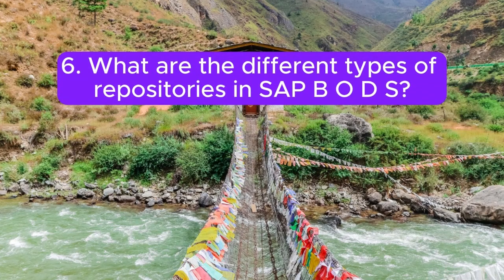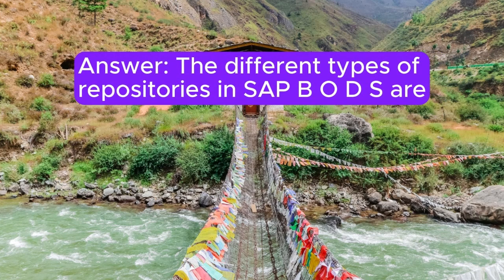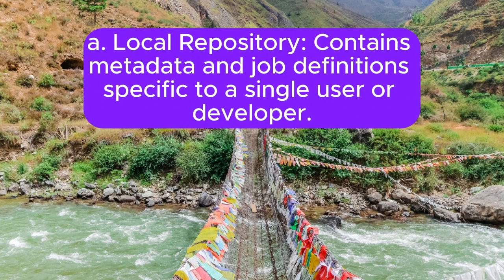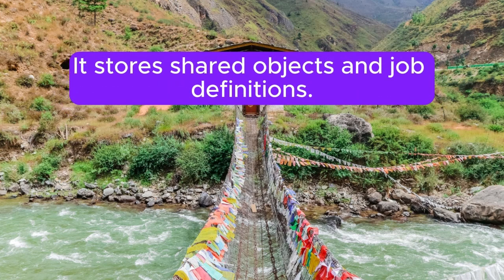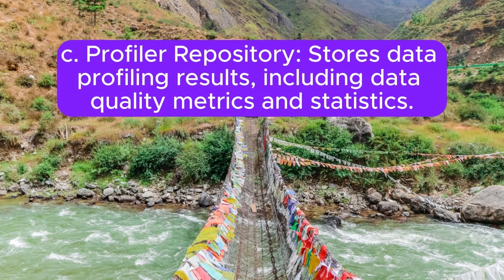6. What are the different types of repositories in SAP BODS? Answer. The different types of repositories in SAP BODS are: A. Local repository, contains metadata and job definitions specific to a single user or developer. B. Central repository, used for version control and collaboration among multiple developers. It stores shared objects and job definitions. C. Profiler repository, stores data profiling results, including data quality, metrics, and statistics.